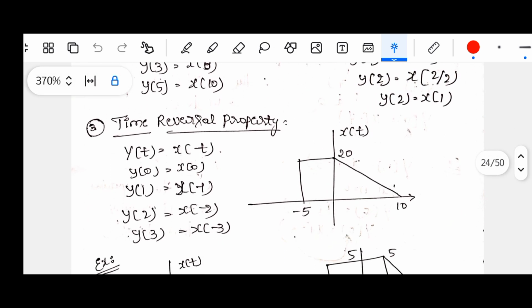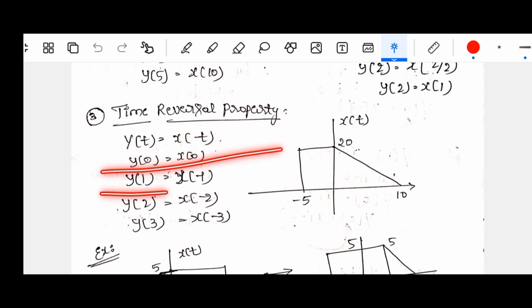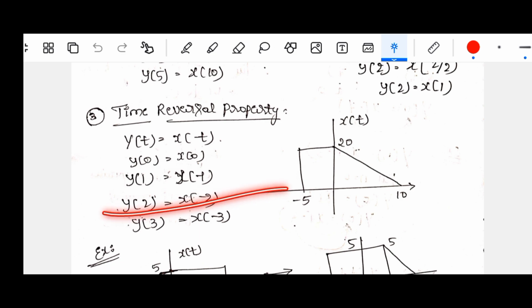Next, third one is the time reversal property. See, it is so simple, because y of t will be x of -t. We have to take the negative sign this side. y of 0 will be 0, y of 1 will be x of -1, y of 2 will be x of -2, y of 3 will be x of -3.